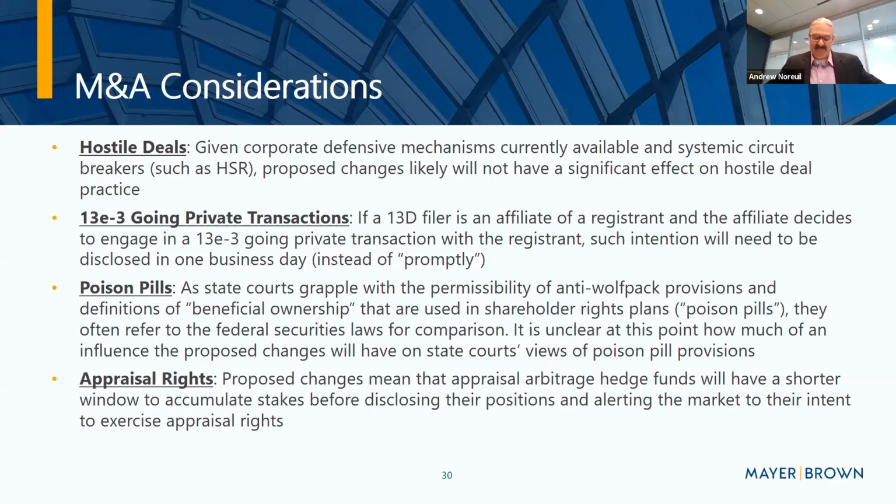The current defensive mechanisms that are available for corporations, as well as some of the statutes that have been put in place, really do affect a change in hostile deal practice since the time the Williams Act was enacted. And moving the deadline, for example, from 10 days to 5 days, in our view, probably won't change much. Right now, the big change since the Williams Act is still the poison pill, and boards can put those in place to protect against a threat.